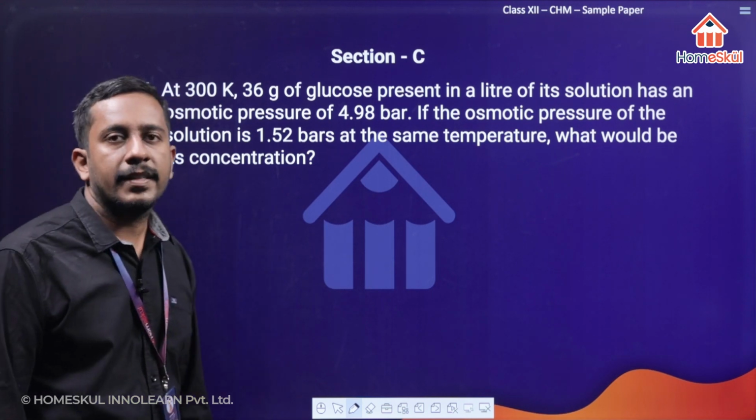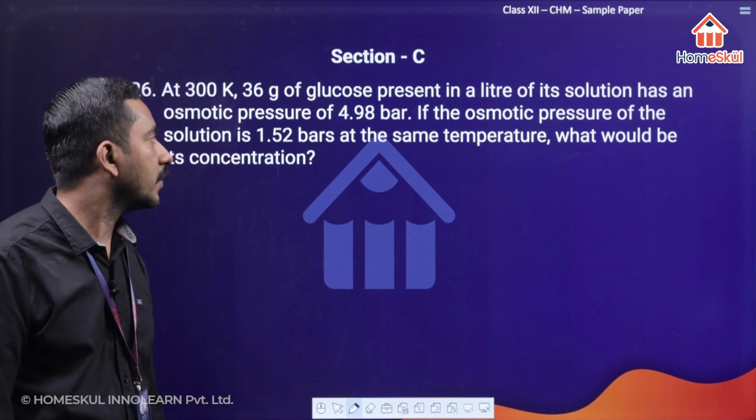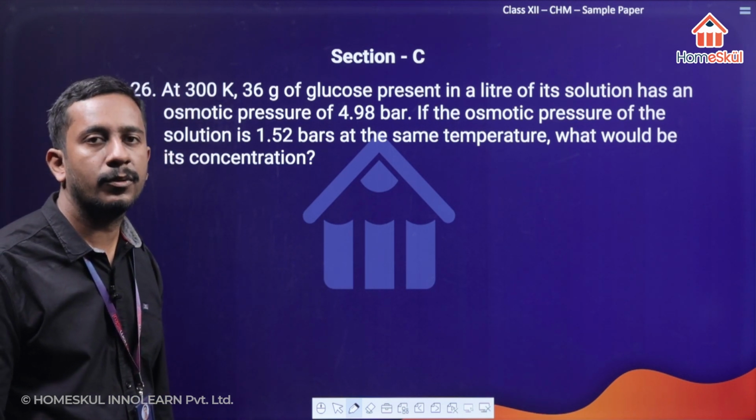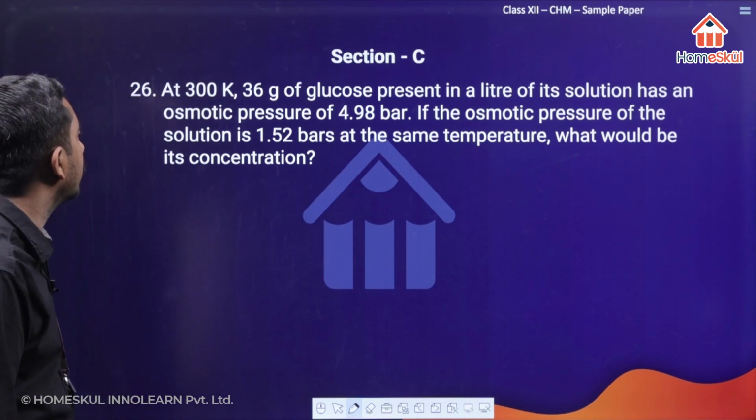Right. So we have answered the questions in section B, which are all 2-mark questions. So now we can move on to section C. There we'll have 3-mark questions to answer. The first one is a numerical question. So let us read the question.